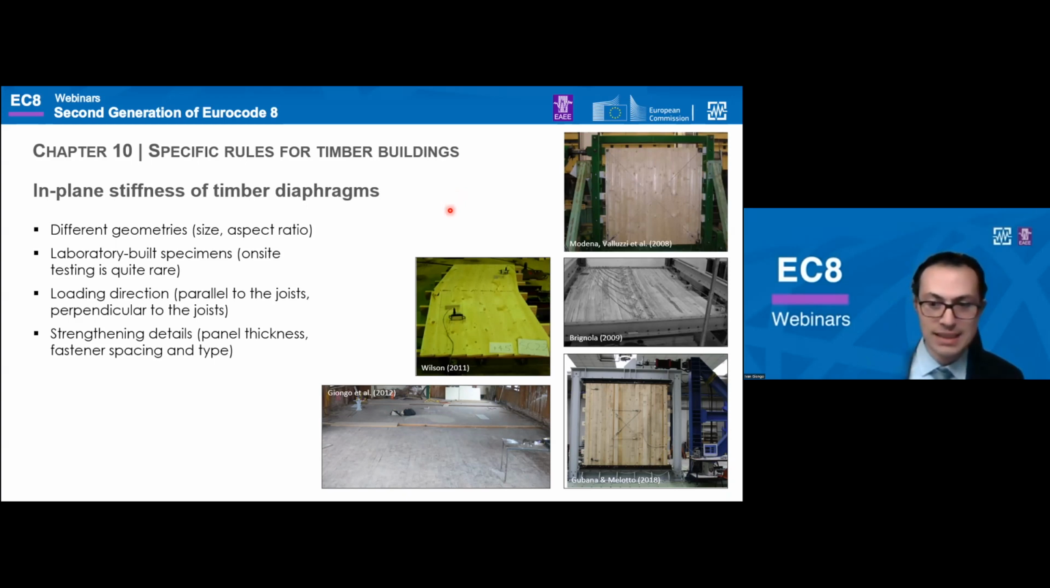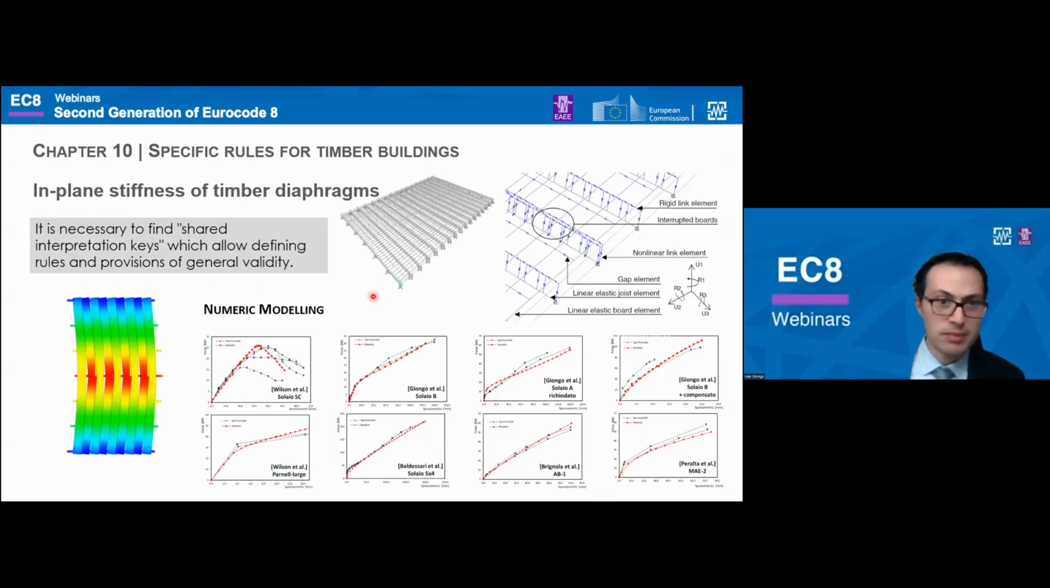So the result of all that is that for the same diaphragm typology, each research team typically recommends a value that is quite different from the other. And this is a problem. Therefore, it was necessary to find some shared interpretation keys, which allowed defining rules and provisions of general validity. And that was done via numerical simulations.